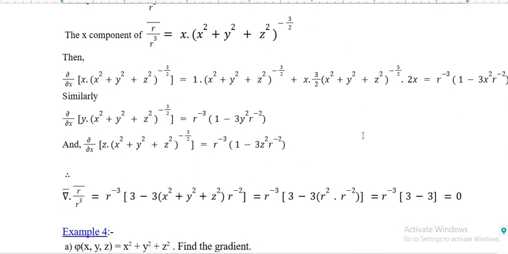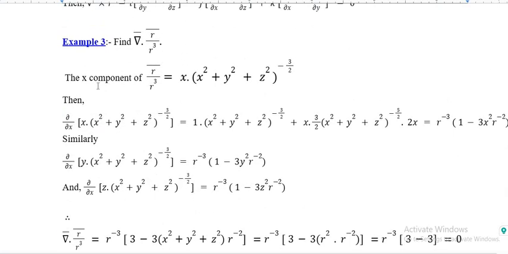Now we are just trying to find the x component, so differentiation with respect to x of this x component. So this is x into (x square plus y square plus z square) to the power minus 3 by 2. When you are differentiating this, it is in the form of a into b. So first x will be taken as variable and this factor will be taken as constant. When you are differentiating with respect to a, this is 1 and this factor remains.